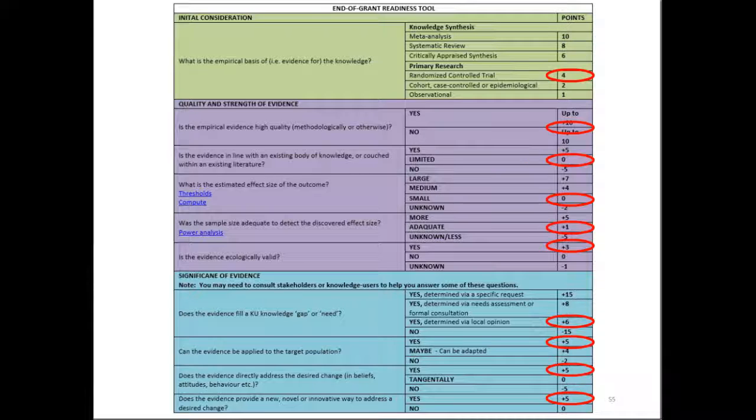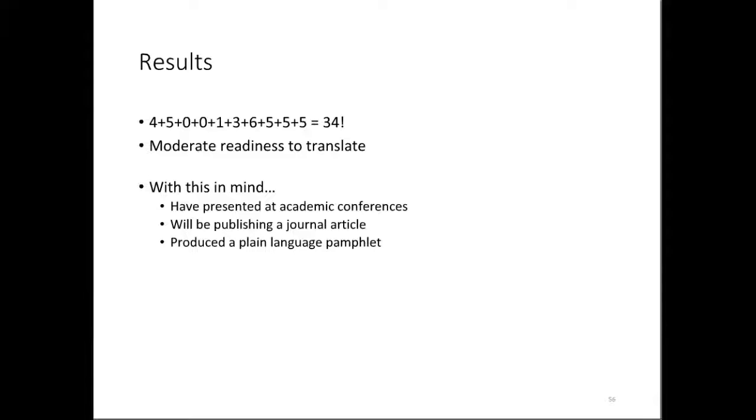And then, does the evidence provide something in a new or novel way? I think so. It hasn't really been heard before in the gambling field, at least, just to eat before you go to the casino. So what do I get? I get 34, which would bring me into the moderate readiness to translate.